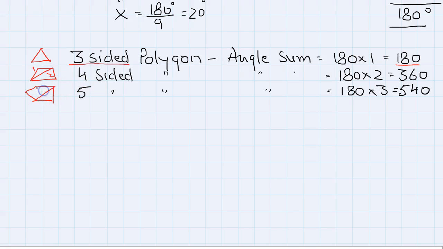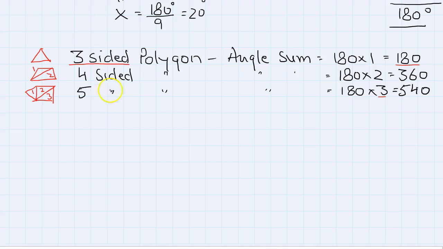If it is a five-sided figure, now let's see: this is 1, this is 2, this is 3. There are three triangles, so the angle sum will be 540. That's how you are going to use it. You have to subtract 2 from the number of sides: 5 minus 2 is 3.